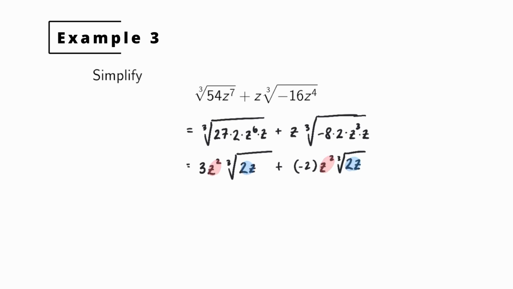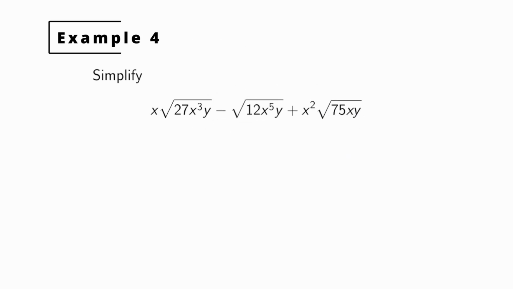And so what we end up with here is 3 minus 2 times z squared cube root of 2z. So that just leaves us with 1 z squared times the cube root of 2z.